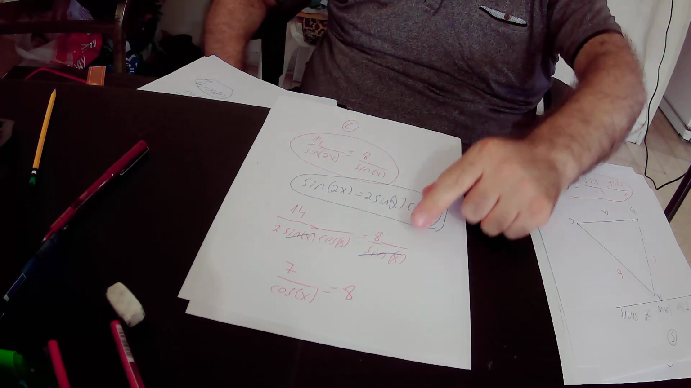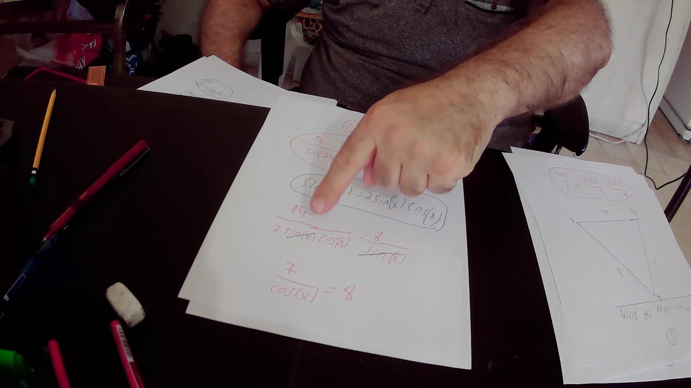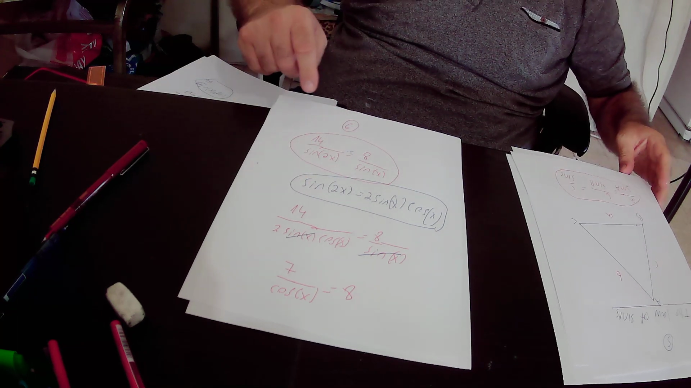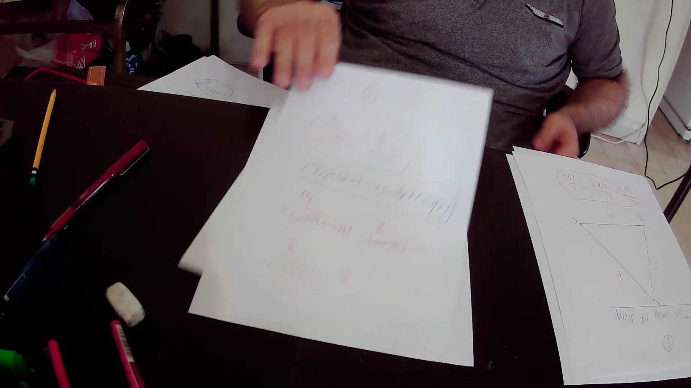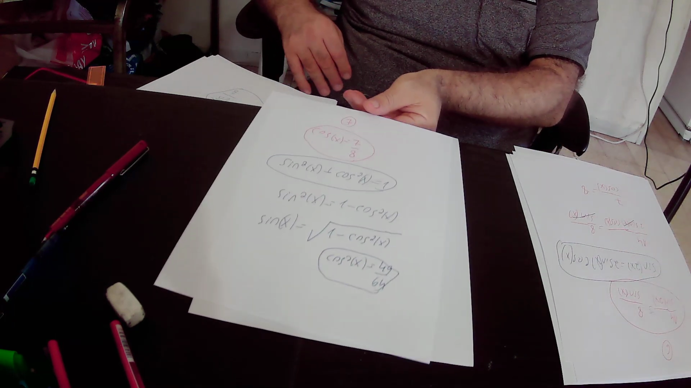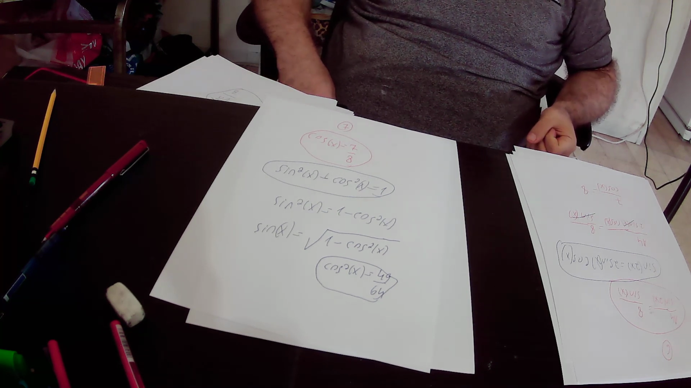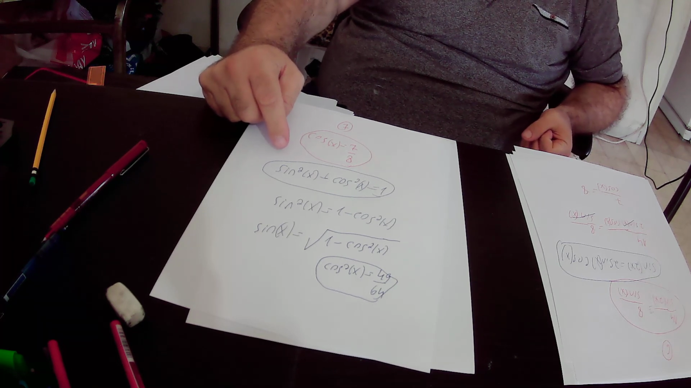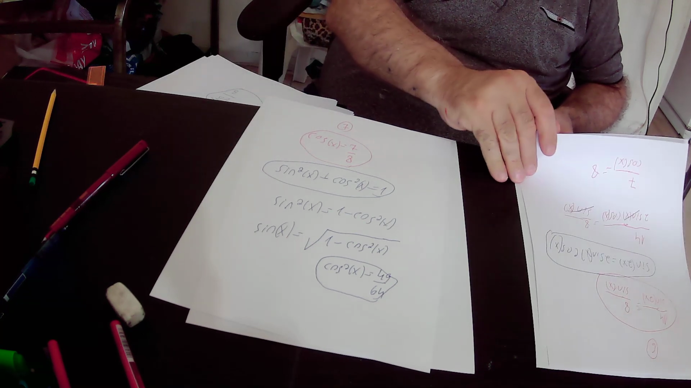So we have sine x in the denominator of this side of the equation, and we have sine x in the denominator on the other side of the equation. So we can cancel sine x. And after we canceled sine x, we found out that cosine x equals 7 over 8. Then we used the third trigonometric identity in order to find the value of sine x.